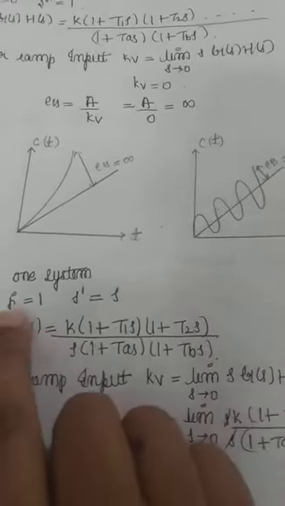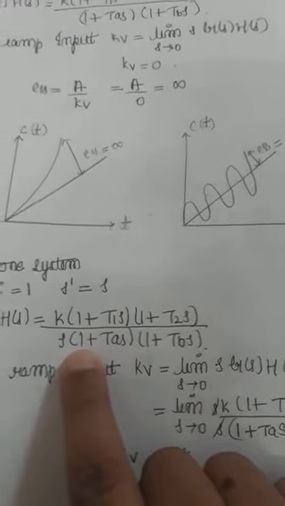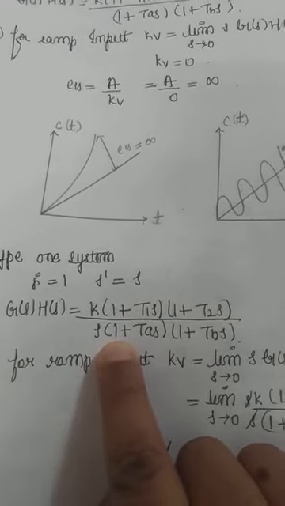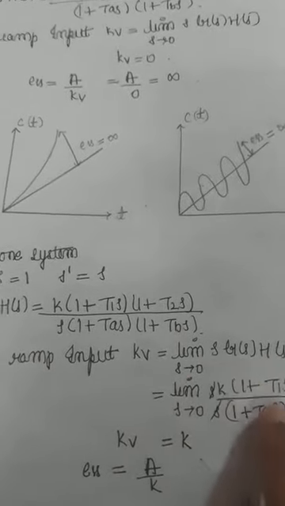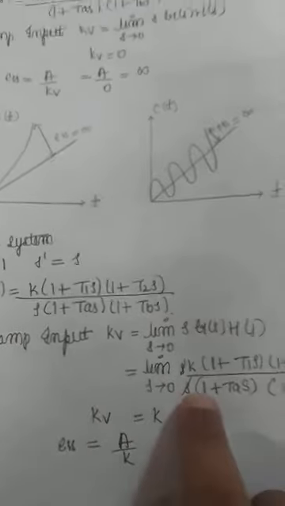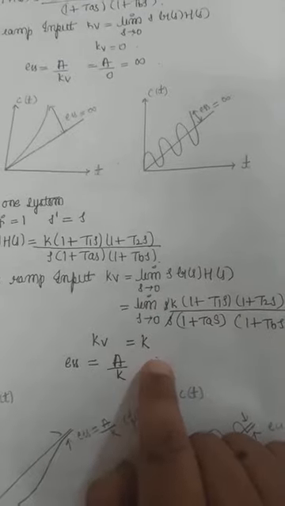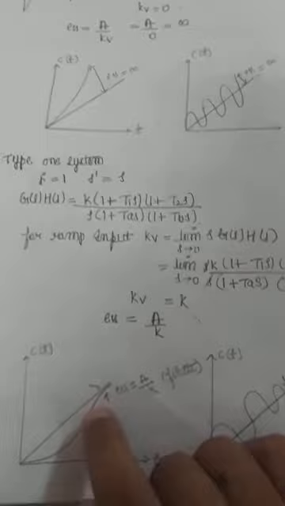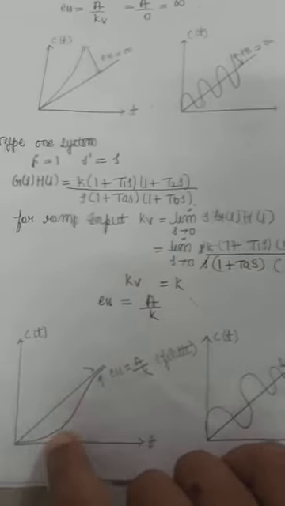Again for type 1, substitute j is equal to 1, s to the power of 1, in the standard equation and you will get this equation. Again you know that kv is given by the same formula. After substituting, this s and this s will get cancelled. So kv is equal to k, some constant value. This constant will be a finite value, so we can show the difference like this graphically.